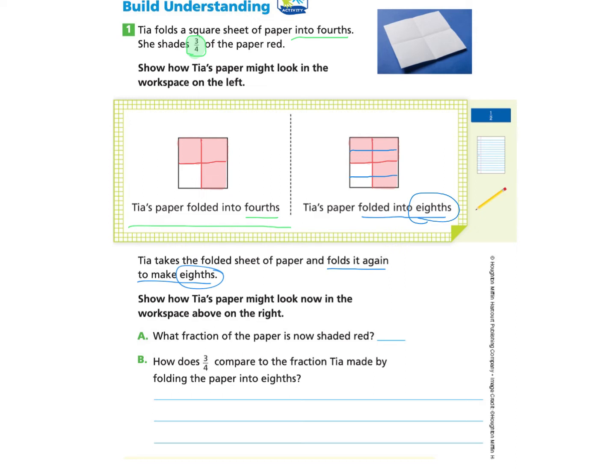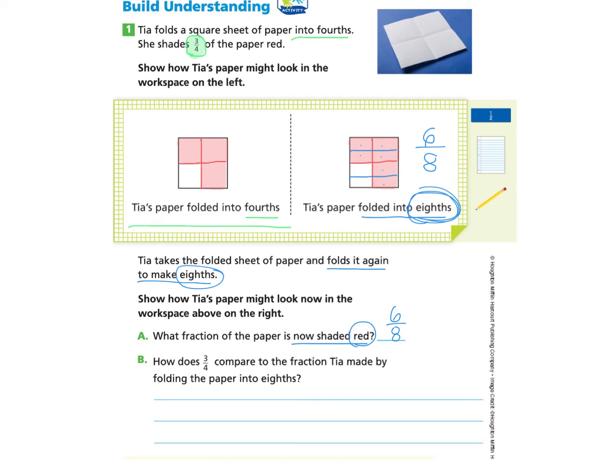Now we can answer the questions. A. What fraction of the paper is now shaded red? So I'm going to need to take a look at how many equal parts there are, and we have counted that there are 8 equal parts, so I know that my denominator is going to be 8, and then we're going to look and see what part is shaded red. So we need to count 1, 2, 3, 4, 5, 6. There are 6 red shaded parts, so my new fraction is going to be 6/8.